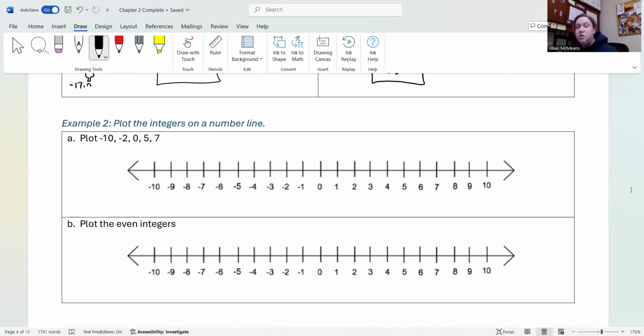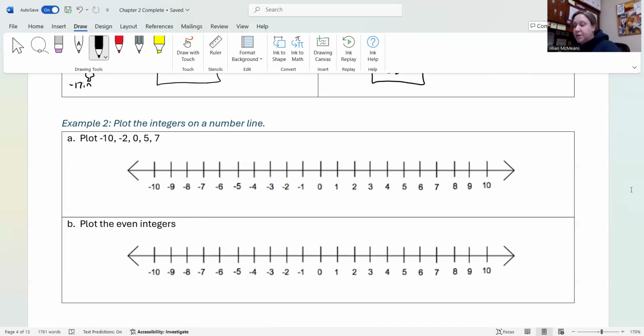This is kind of how we introduced the idea of integers. We said, hey, there's this number line, zero's in the middle. To the right, we have our positive integers. To the left, we have our negative integers. In order to plot a number on the number line, you just locate that number and then you put a star, a dot, you just darken it somehow, okay?